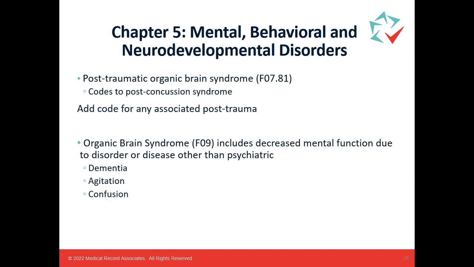All right, next are the post-traumatic organic brain syndrome. That goes to F07.81. This is your post-concussion syndrome. There is a note to add a code for any associated post-trauma. So if you have that post-concussion syndrome, you would code the F07 along with any traumatic injuries that happened with that. F09 represents your organic brain syndrome. That's including decreased mental function due to disorders or diseases other than psychiatric. So that's going to be your dementia, your agitation, and your confusion.